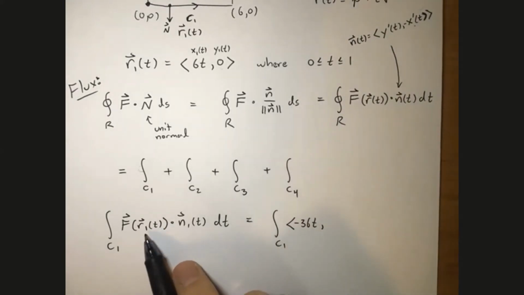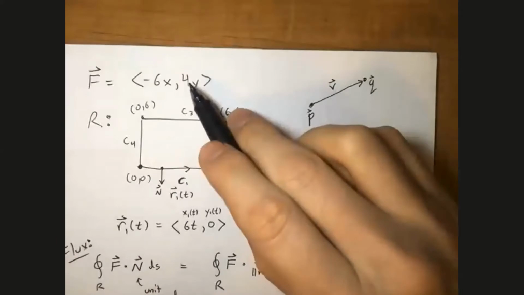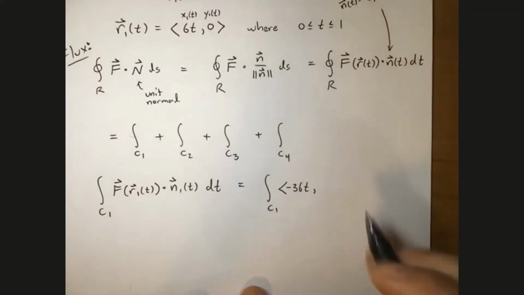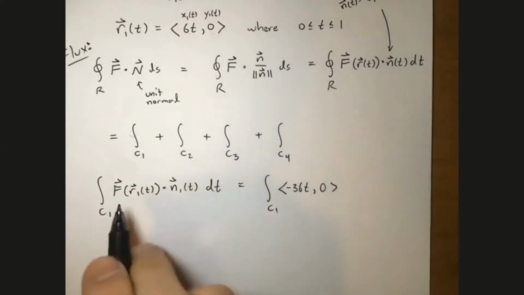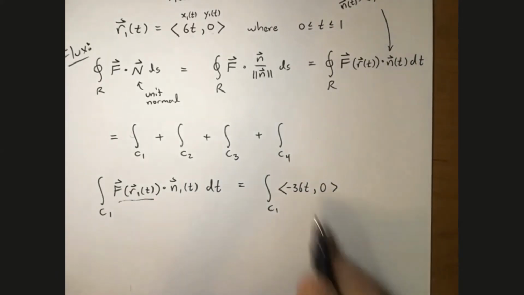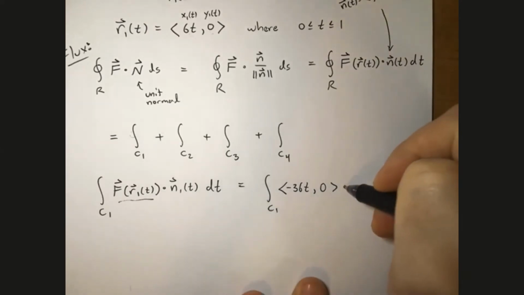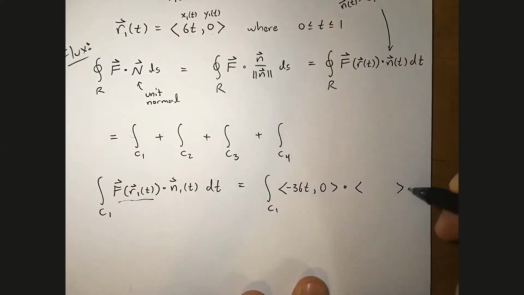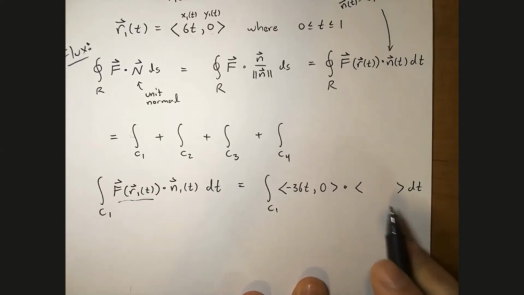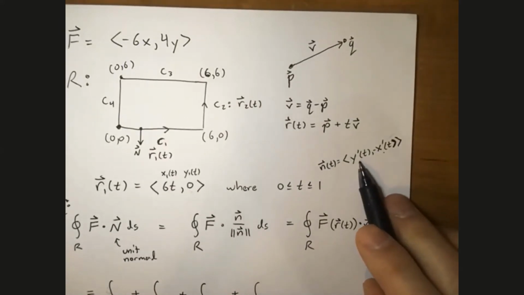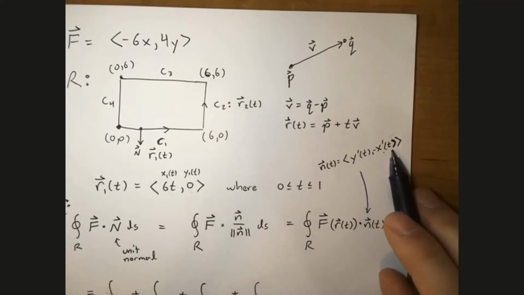And then it's going to be 4 times y, and y is 0. So the y component is 0. So that's this guy right here. And I'm going to dot that with n1 of t. All right, so we have to dot it with another vector. How do I get n1? Well, we said that up here. It's y prime, comma, negative x prime.